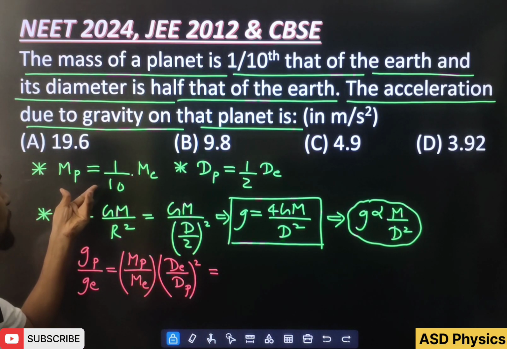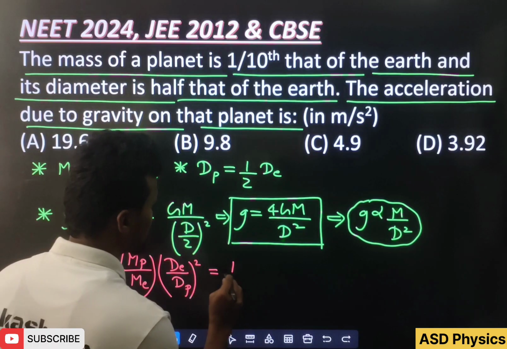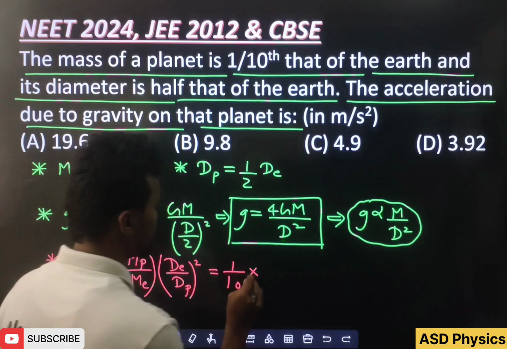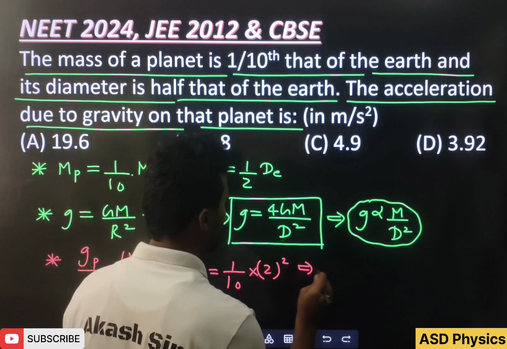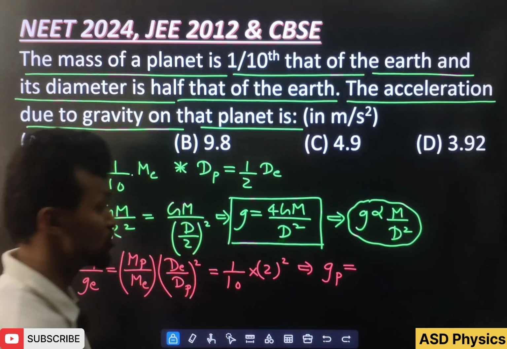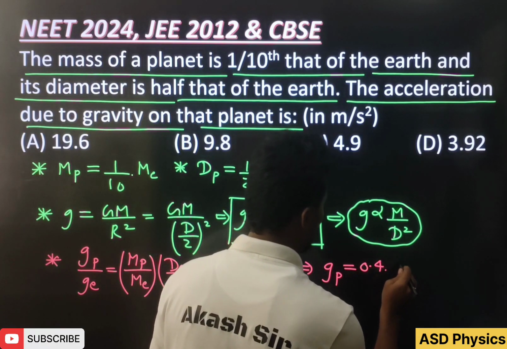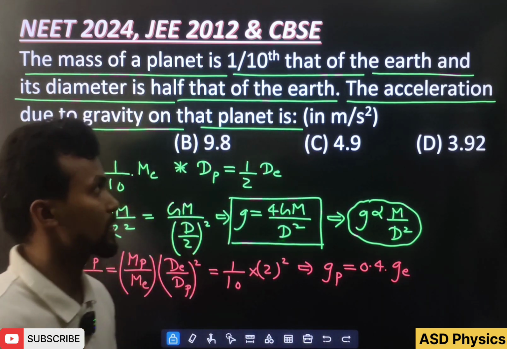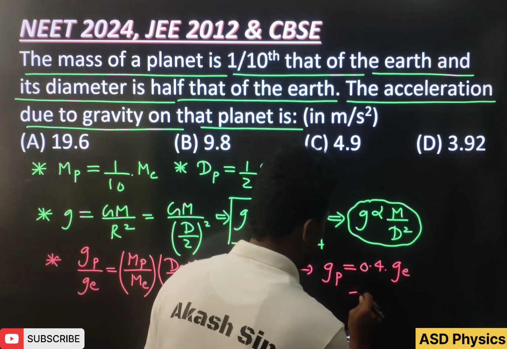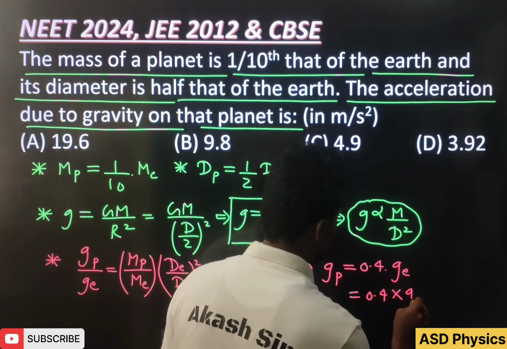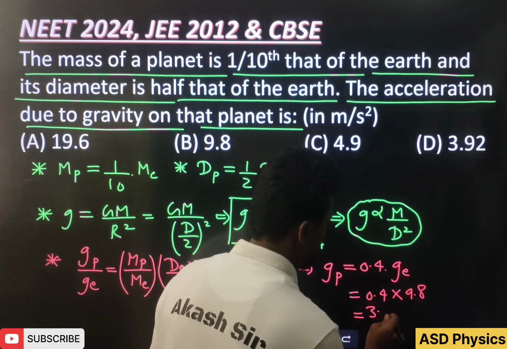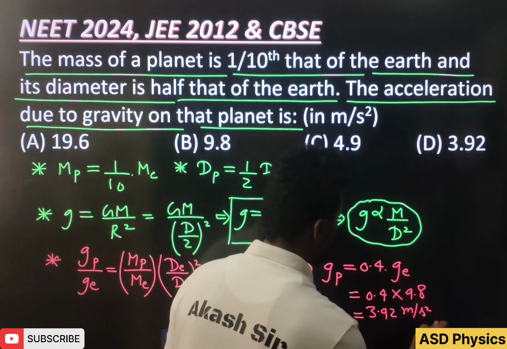Now let's see. From here, when you see mp by me, how much is it? It will come 1 by 10, into, after that, what is de by dp? From here it will come 2, so I will write 2 square. Now from here I can write the gravity on the planet is 4 by 10, that means 0.4, into gravity on the Earth. We have to take gravity on the Earth as 9.8, even sometimes we have to take 10 also, depending upon the situation. So when you simplify 0.4 into 9.8, it will come very easily, 3.92 meter per second square.